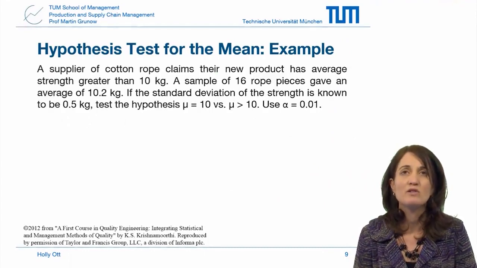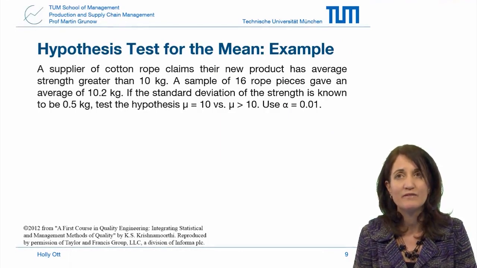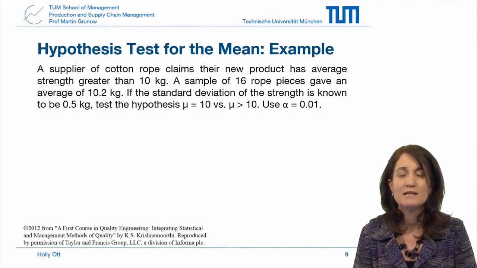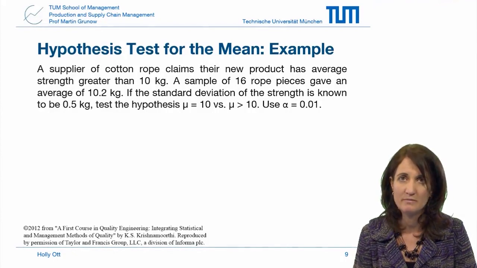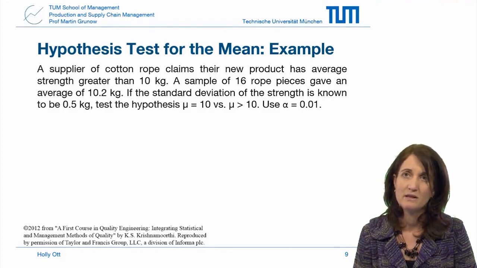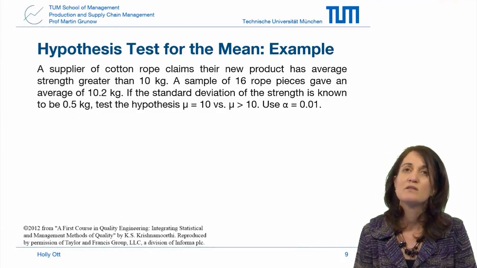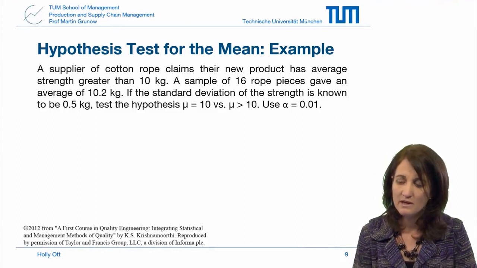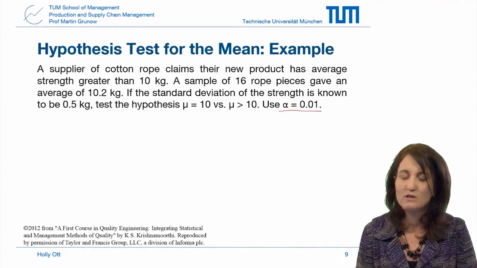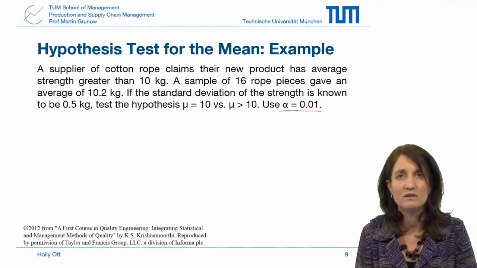So, a supplier of cotton rope claims their new product has an average strength greater than 10 kilograms. A sample of 16 rope pieces gave an average of 10.2 kilograms. If the standard deviation of the strength is known to be 0.5 kilograms, then please test the hypothesis that mu, the mean of the population, is equal to 10 versus the mean of the population is greater than 10. And do this at an alpha equals 0.01 level of significance.